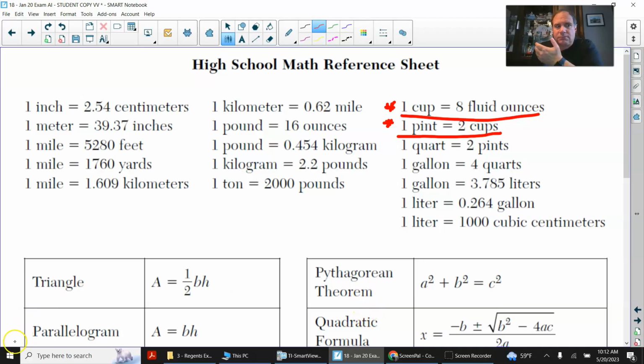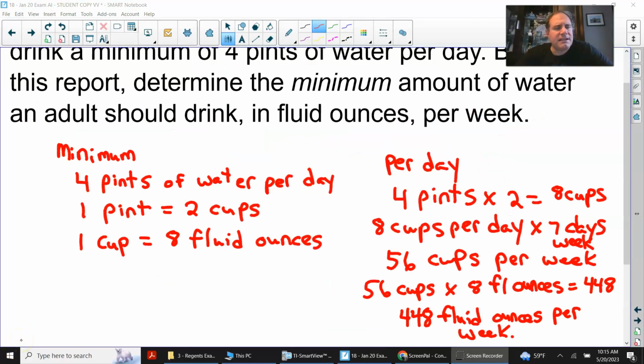So I'm going to go back to the other page and really write those down. So this is what I did. I did put down exactly what I got from the reference sheet. 4 pints of water each day. 1 pint equals 2 cups. 1 cup equals 8 fluid ounces. And it's asking how many fluid ounces should an adult consume of water per week.